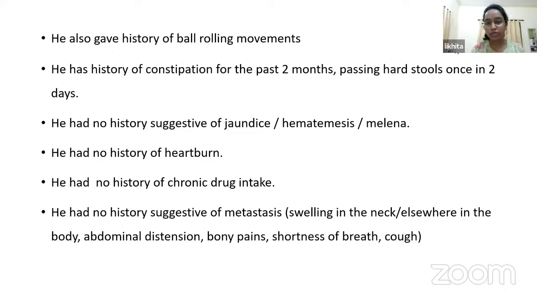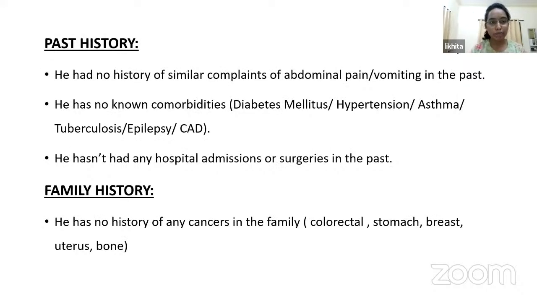He had no history suggestive of jaundice, hematemesis, or melena. He had no history of heartburn. He had no history of chronic drug intake. He had no history suggestive of metastasis, which was swelling in neck or elsewhere in the body, or abdominal distension, bony pains, shortness of breath, or cough. Past history. He had no history of similar complaints of abdominal pain or vomiting in the past. He has no known comorbidities. He hasn't had any hospital admissions or surgeries in the past, and there was no significant family history.